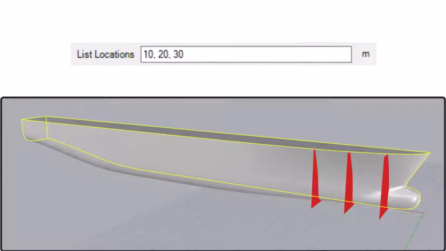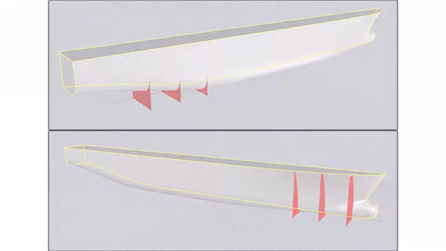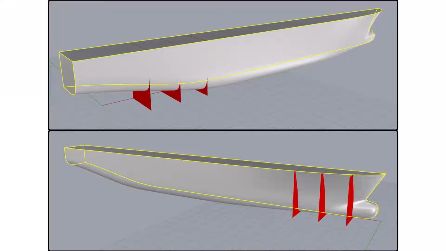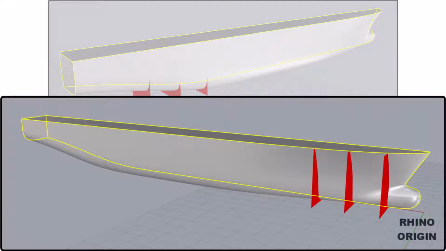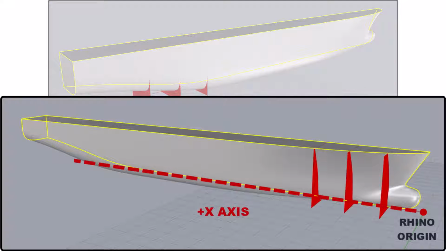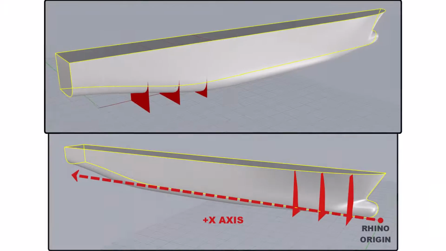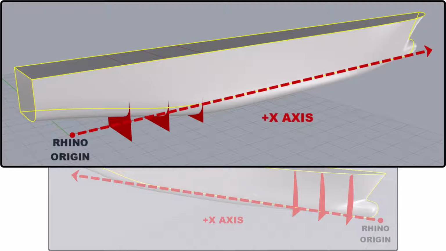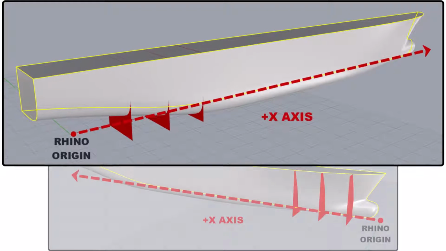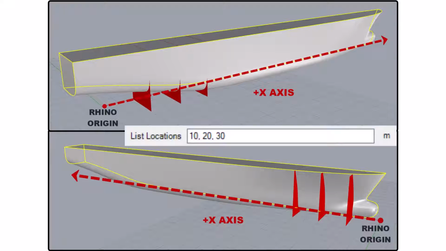The List Locations box uses Rhino world coordinates, so how these sections are placed relative to your vessel depends on how your vessel is oriented. Let's look at two identical ships with different orientations. The first has its forward end at 0, with the positive x-axis running aft. The other has its aft perpendicular at 0, with the positive x-axis running forward. When we add stations by location, they appear differently on these two models.